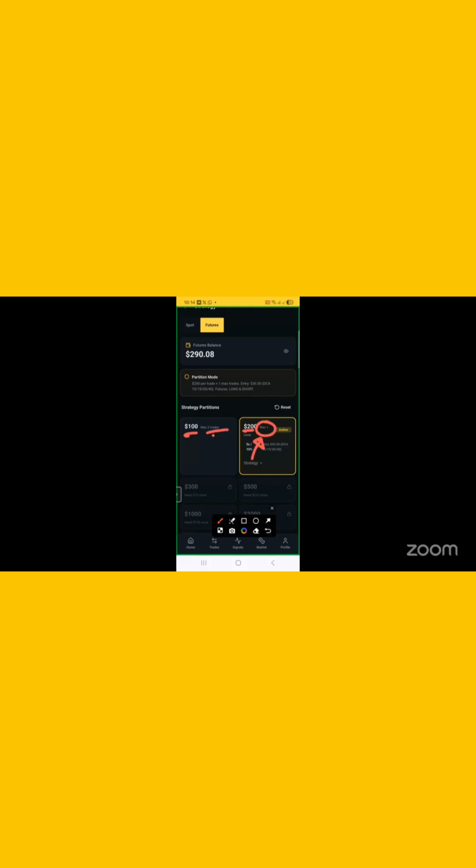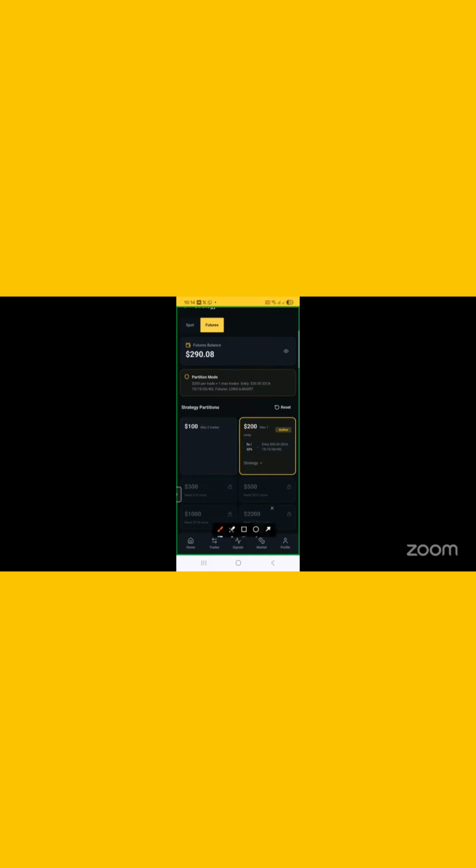So I strongly recommend you use a strategy partition which gives you 2 to 15 trades maximum. 2 to 15 trades is enough. Even if maybe you go for 2 to 20, that's okay. So any partition you choose should be giving you at least 2 to 15 trades.